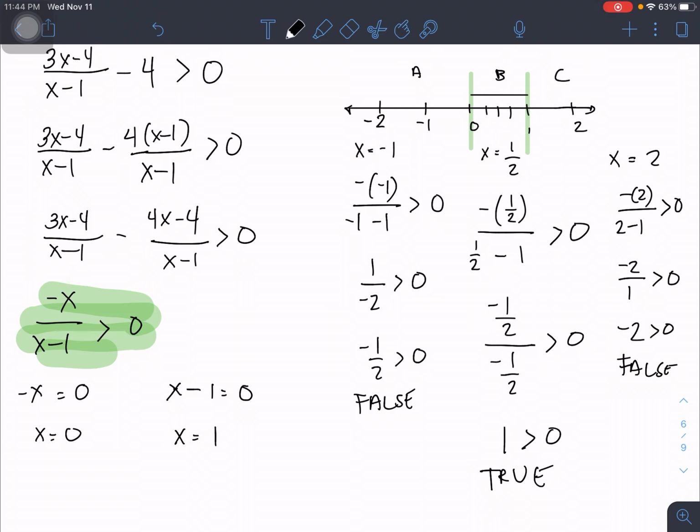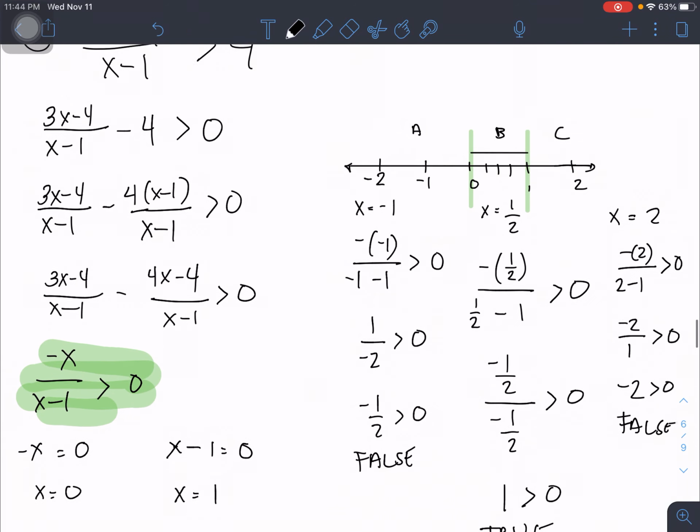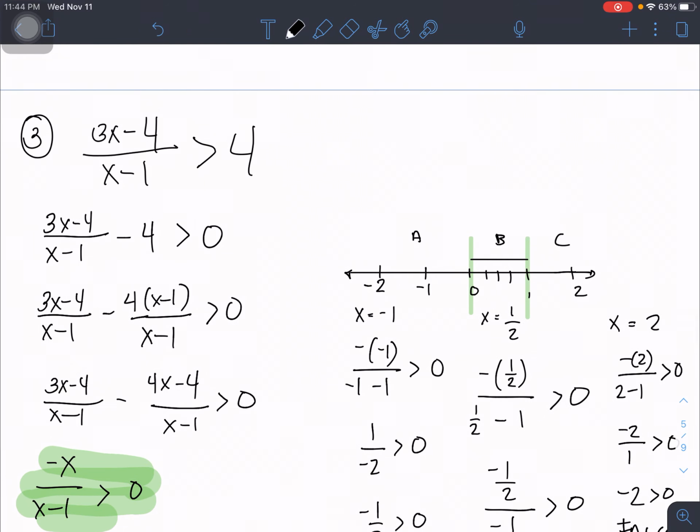However, we would like to verify if 0 is included in the solution and if 1 is also included in the solution. So let's try to verify. So if x is equal to 0, then this will be 0 over 0 minus 1 is greater than 0. So 0 is greater than 0, apparently this will not be true because 0 is equal to 0, no? It will never be greater than 0. Okay? So it means that 0 will not be included. So I will be placing an open circle here.